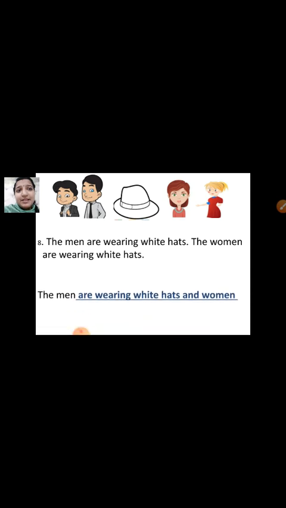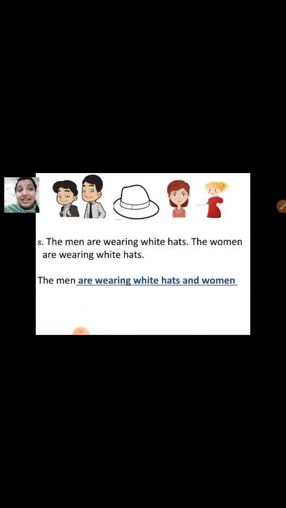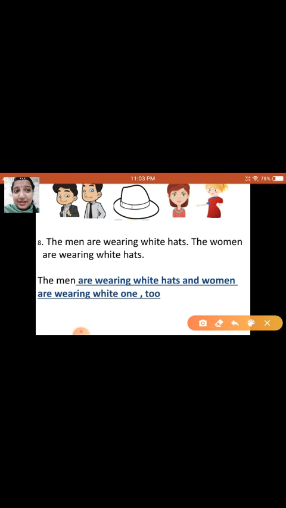Here is the answer. The men are wearing white hats and women are wearing white one, comma, two. Put a full stop here. Okay? The men are wearing white hats and women are wearing white one, comma, two. Okay, students? I hope you understood.